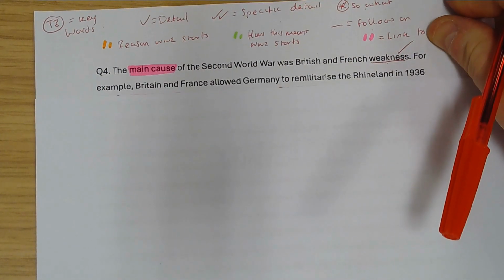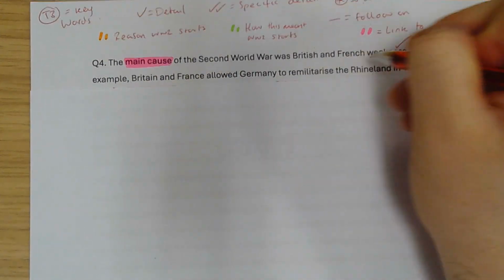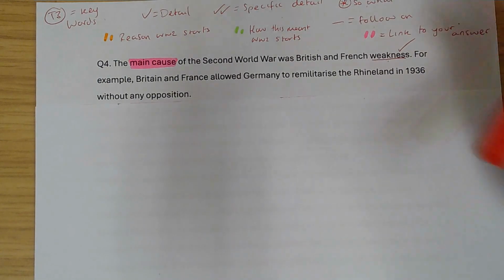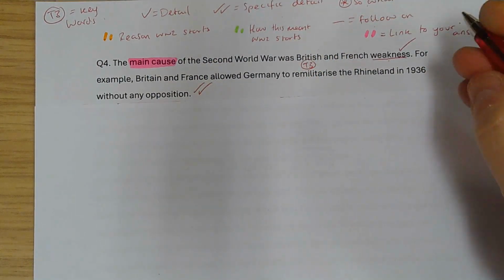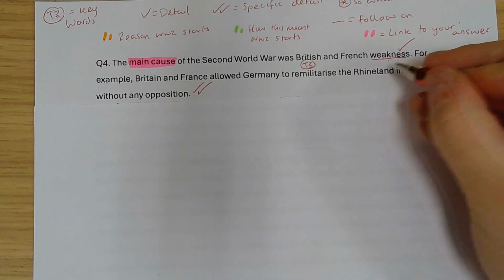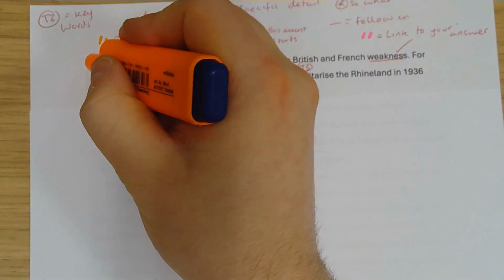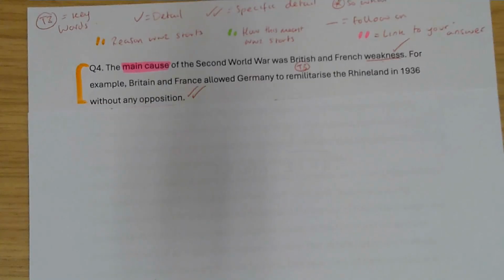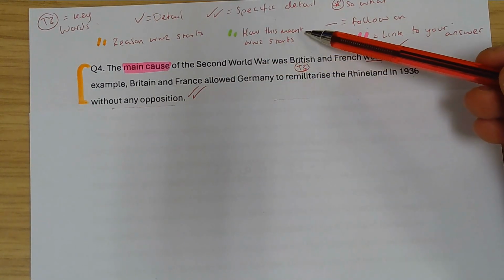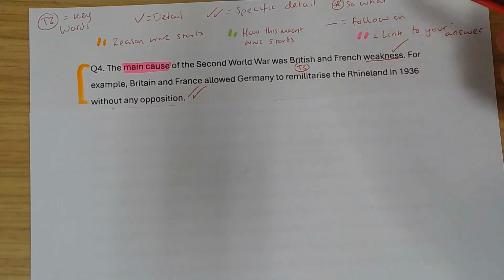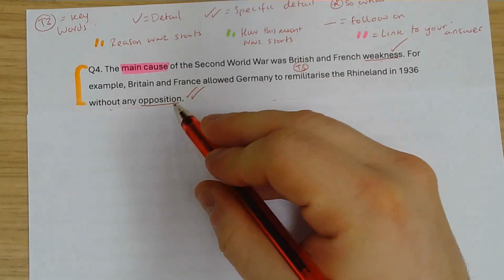So in this answer they've talked about, for example, Britain and France allowed Germany to remilitarise the Rhineland in 1936 without any opposition. Now I've given that specific detail because they've used the word remilitarise, they've used a specific date, and you've used the word Rhineland. Now all this is a reason for why the Second World War starts. I now need to say how the Rhineland meant that World War II starts. And I'm going to underline the word opposition. So what if Germany faced no opposition?